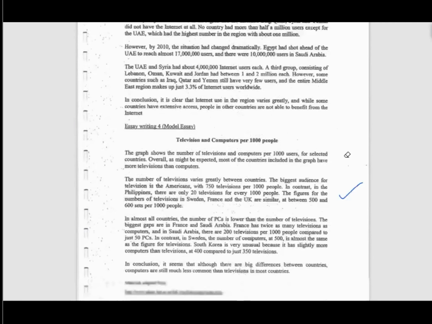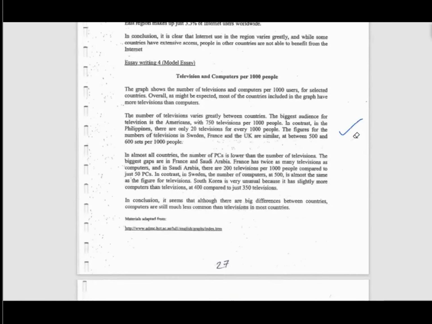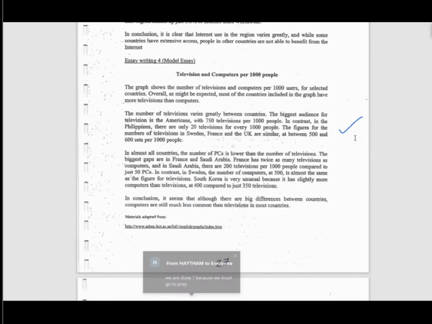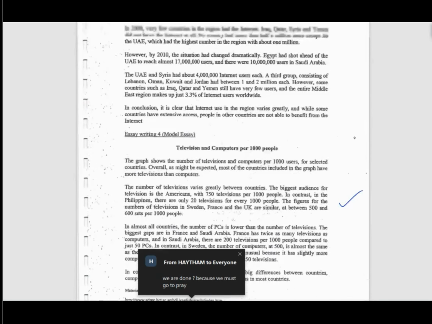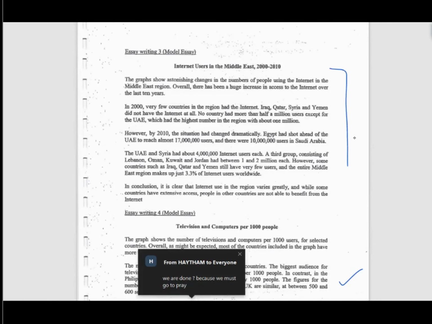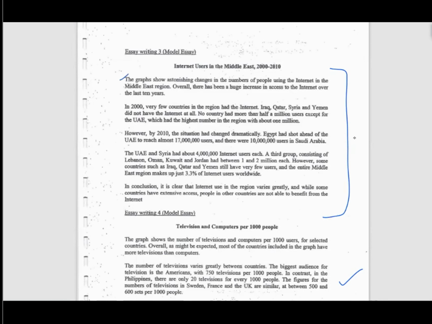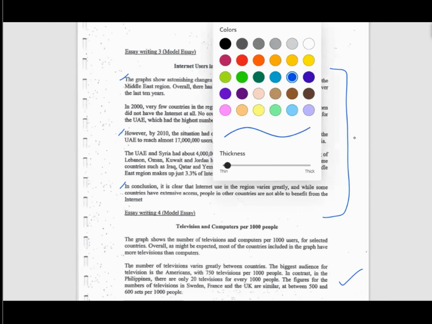Now look at this page 27. Let's take this report, for example. To count the words very fast, look at the first line, middle line, and the first line from here. Okay, so first line from the first paragraph, first line from a middle paragraph, first line from the last paragraph, and see how many words you have.